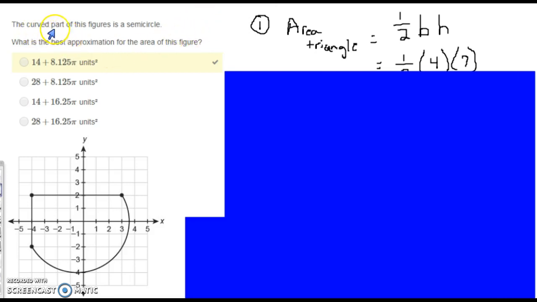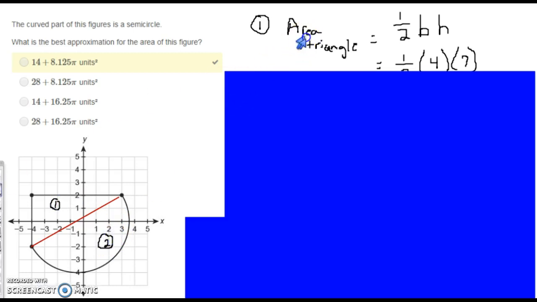All right, this one says the curved part of the figure is a semicircle. So they're telling you we have a semicircle. They want the best approximation of the area. So notice your answer choices. They haven't really found the exact area. They have this plus this. So when we draw in our semicircle here, we draw a line across. You can see that now we have 2 figures. We have a right triangle, and then we have our semicircle.